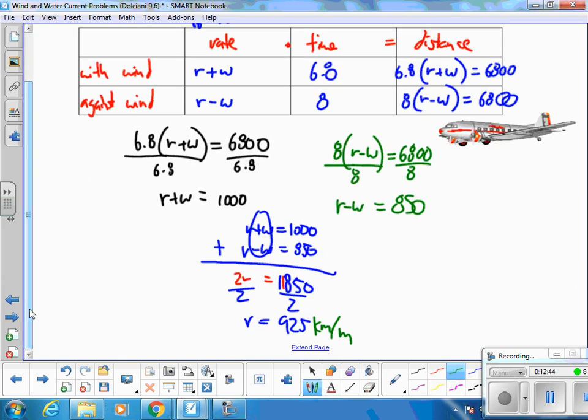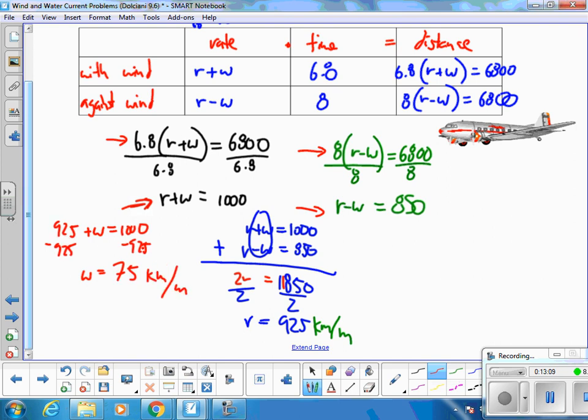Okay, I can use any of my equations. I got a bunch of them here. I've got one here, I've got one here, one here, one here. I can use any of them. I'm going to pick this one right here as being the easiest. So 925 plus w equals 1,000. Minus 925 from both sides. My wind is going to equal 75 kilometers per minute.